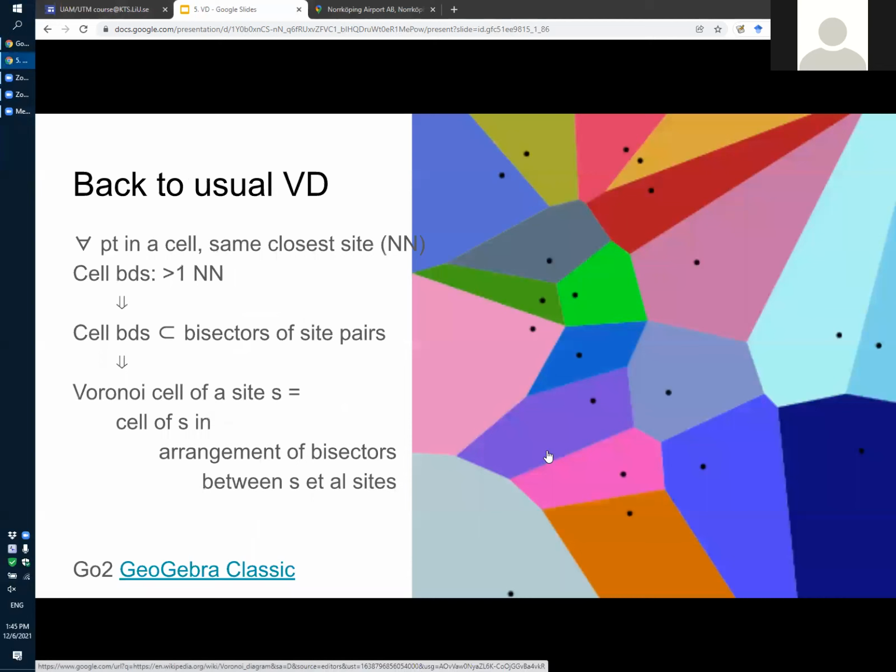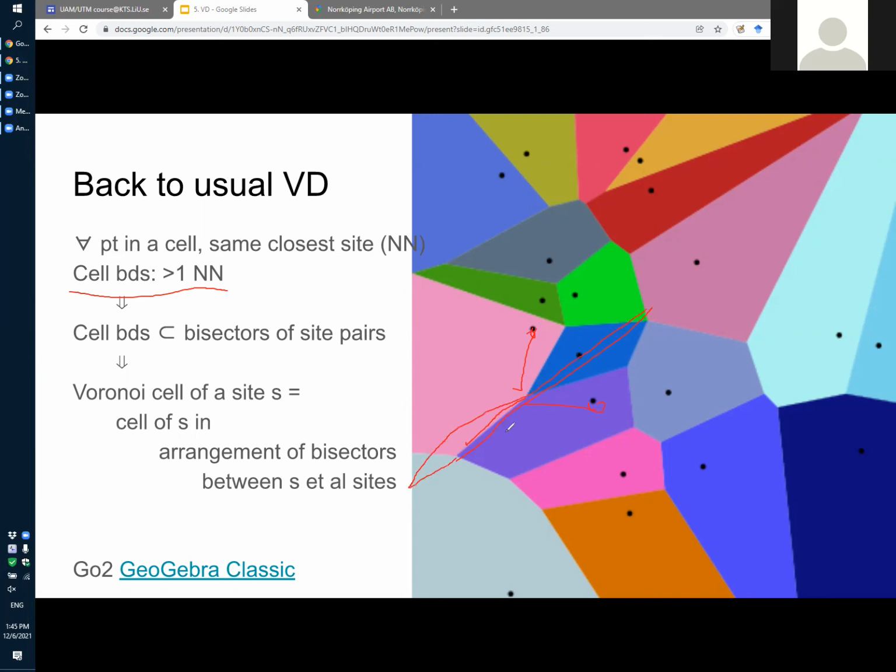Okay, so now back to the usual Voronoi diagram, when we decompose the plane into cells so that the closest site is the same within the cell. So remember, we realized that the cell boundaries are the places where you have more than one closest site. And in particular, what it means is that the cell boundaries are really the bisectors between the sites. So you look at these two sites and you draw the bisector between them, or the locus of points that are equidistant from the two sites.